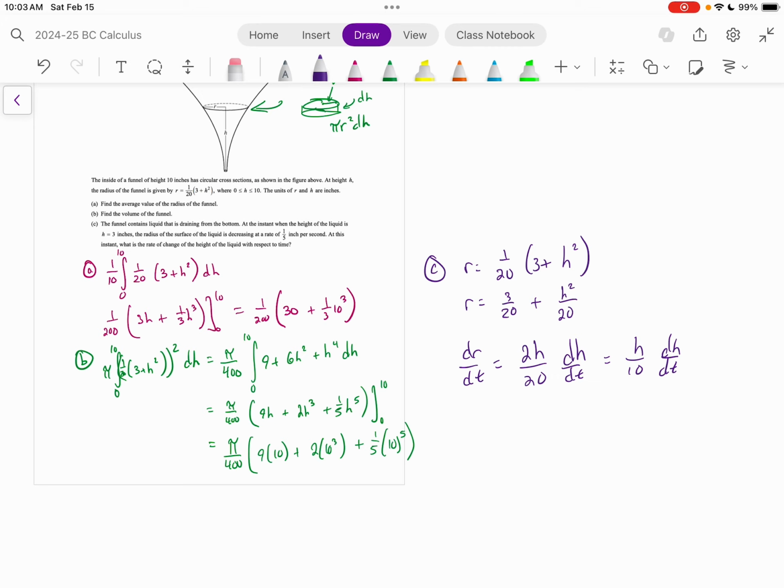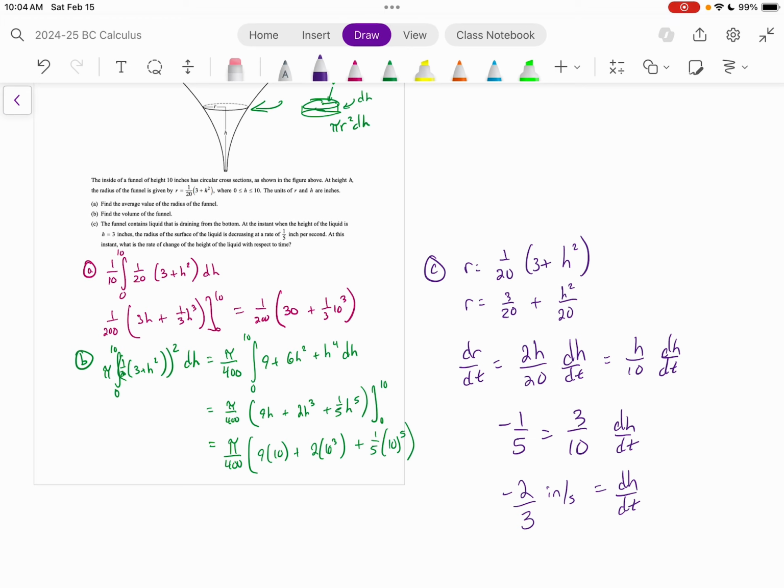So in this particular problem, dr dt is negative 1/5, and h is 3, and we're looking for dh dt. So what does that make it? Negative 2/3? Somethings per somethings? Inches per second? There we go.